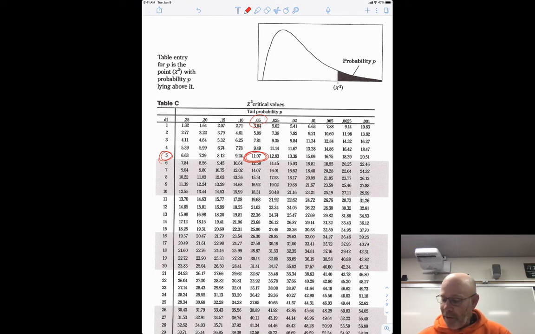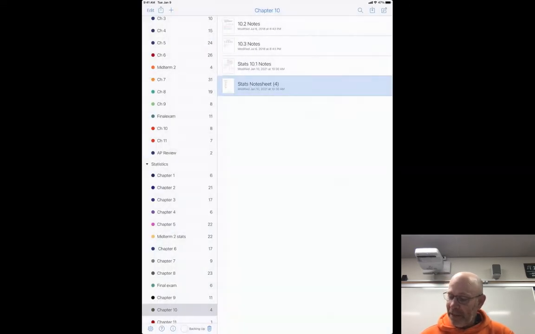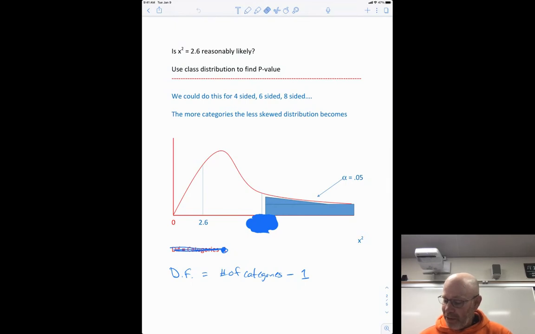So we're going to go back to our problem now. Give me one second here. I will erase my little writing here, and you'll see that the cutoff is actually 11.08.